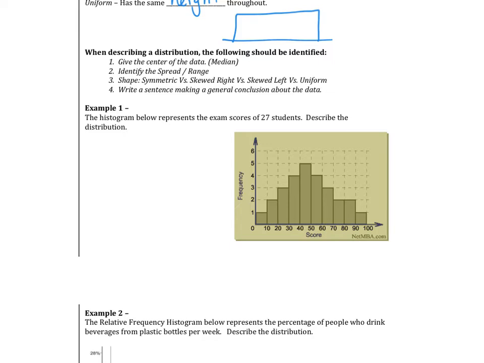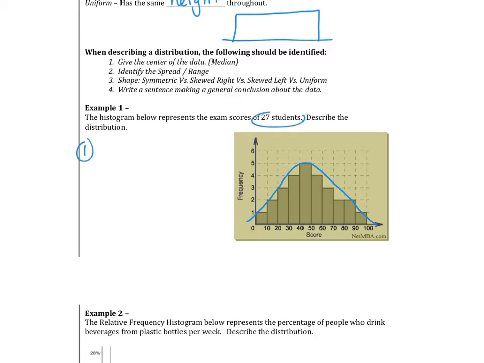Right, so the histogram at the right below represents the exam scores of 27 students. Describe the distribution. Okay, so if I were to draw a curve, the curve would look like that. All right, so let's start with number one. Number one would be find the center, or find the median.